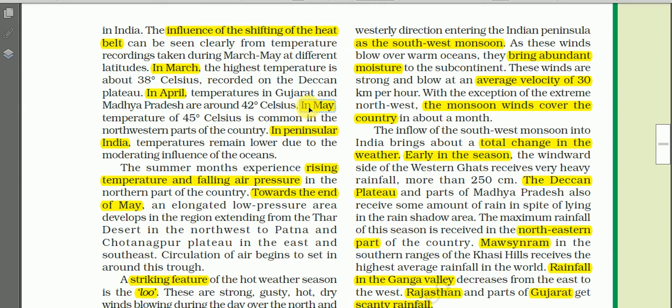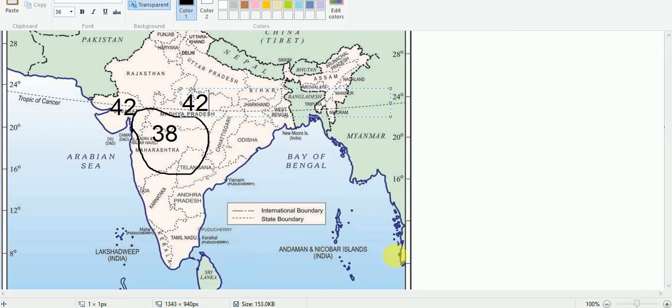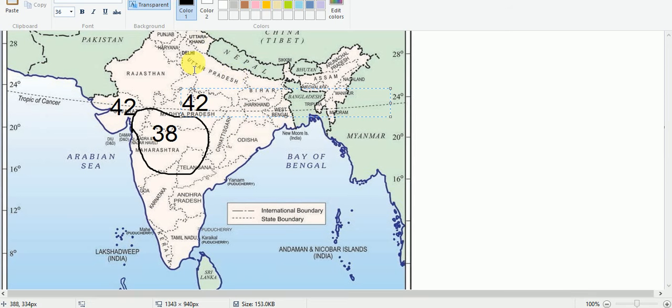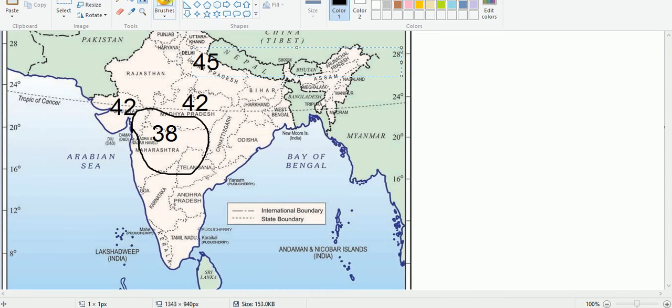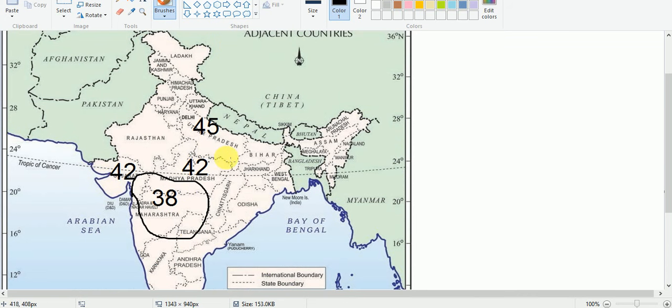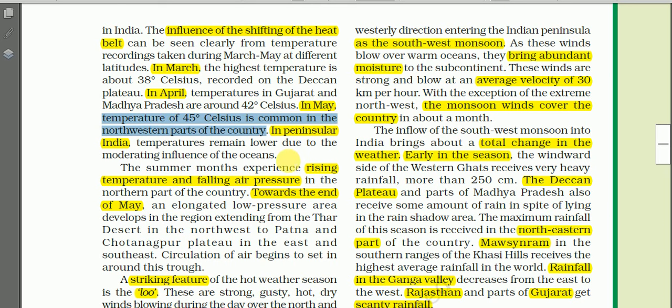And in May, a temperature of 45 degrees Celsius is common in the northern part of the country. In the month of May, in most of the northern part of India, here in this area, the temperature is around 45 degrees Celsius.